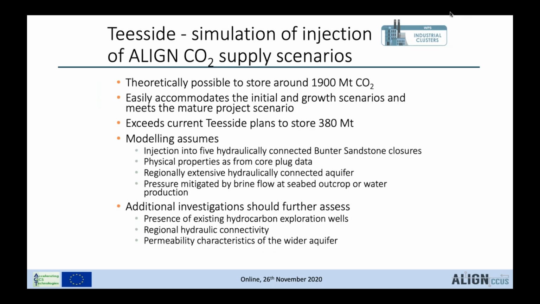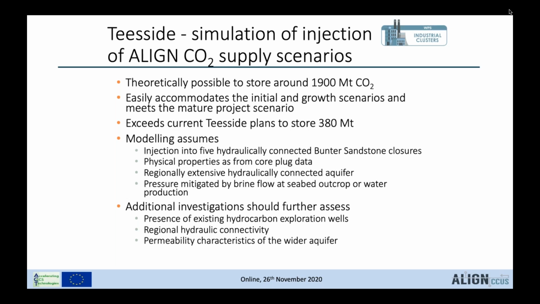Thank you. So the simulation of injection of the ALIGN CO2 supply scenarios have shown that it is theoretically possible to store around 1,900 million tonnes of CO2. So these volumes easily accommodate the initial and growth scenarios for Teesside that we saw earlier from ELEGANCY, and it just about meets the mature project scenario ambitions as well. This is a conservative approach, as this simulation does not take into account residual trapping or hysteresis. So taking our strategic approach, the theoretical volumes simulated significantly exceed the current plans for Teesside to store 380 million tonnes.